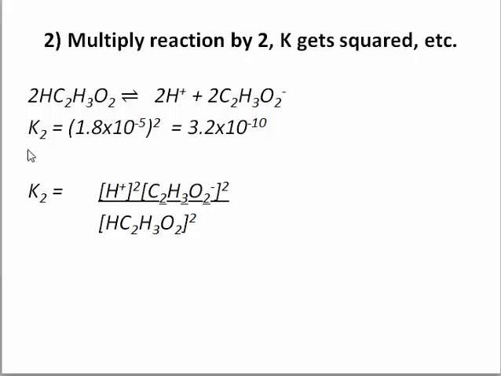We'll call this K2. It makes sense that K2 should be squared because at equilibrium, K2 is the square of H plus concentration times the square of acetate concentration over the square of acetic acid concentration. Or, another way to say this is that the reaction quotient for this reaction must be the square of the reaction quotient of the first reaction displayed.